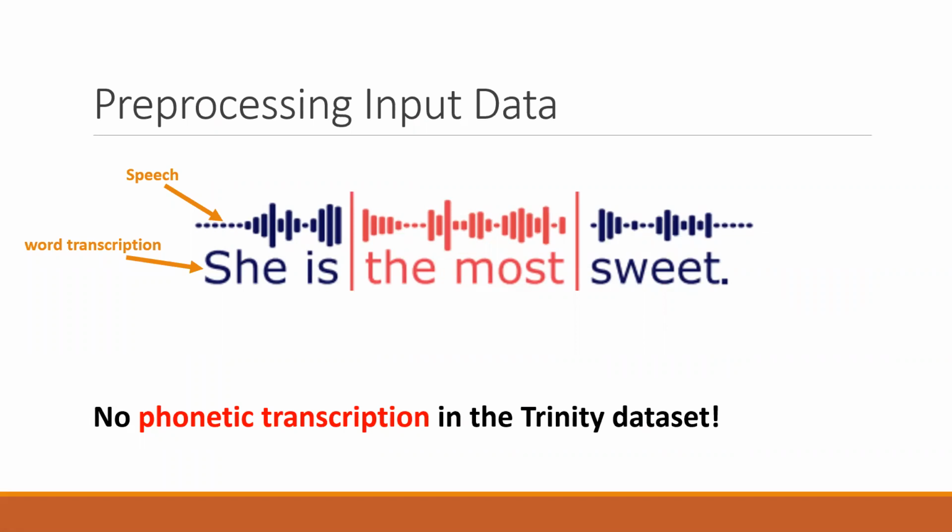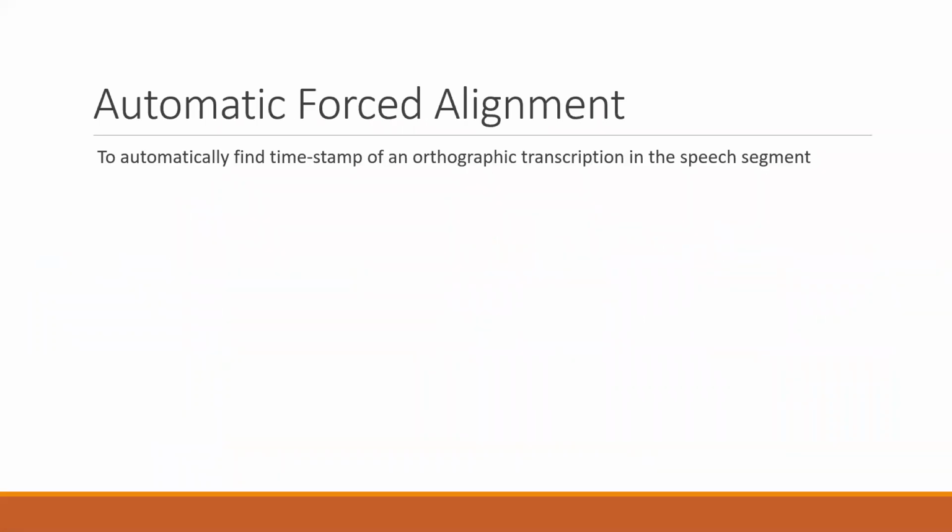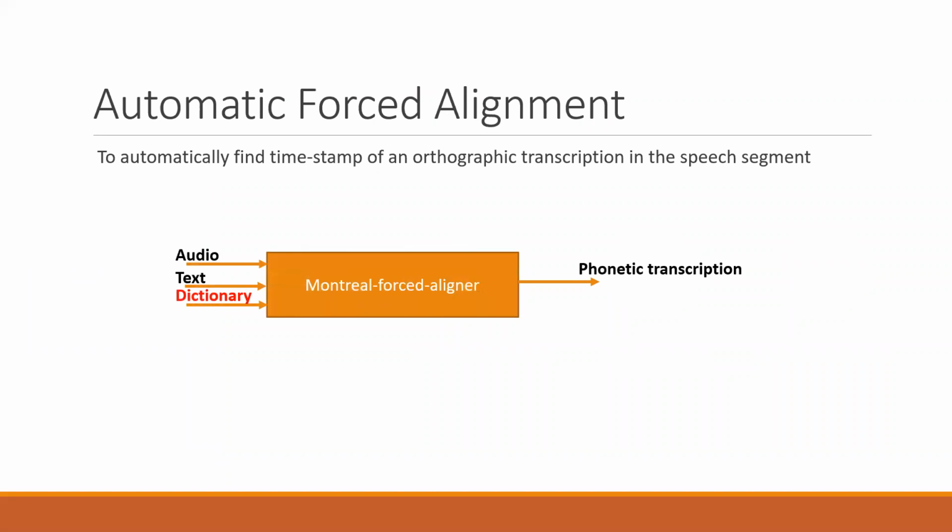Moving on to the data preparation, we would like to use the phonetic transcription, but unfortunately, this isn't provided in the 3D dataset. They provide the speech and word transcription. What we would like to do is automatic forced alignment to find the timestamp of the phonetic transcription in the speech segment. For that job, we use the Montreal Forced Aligner as a toolkit, and this requires audio, text, and dictionary.